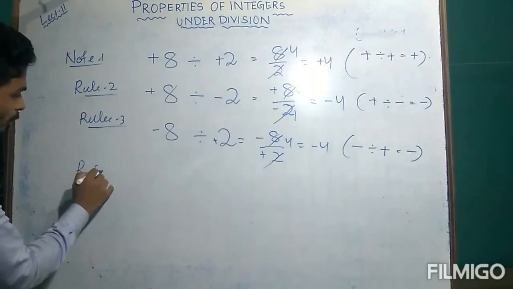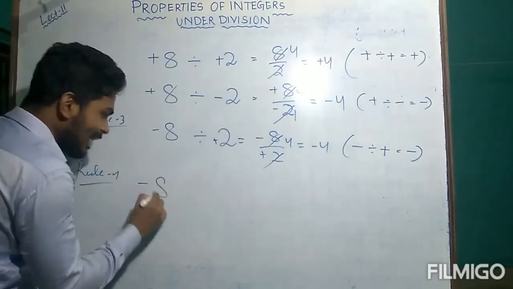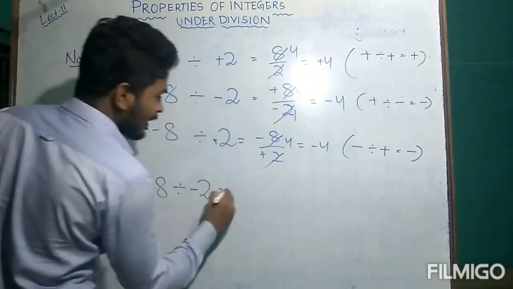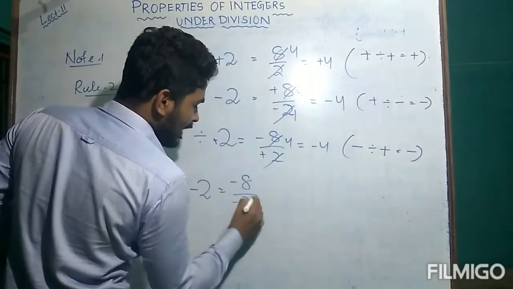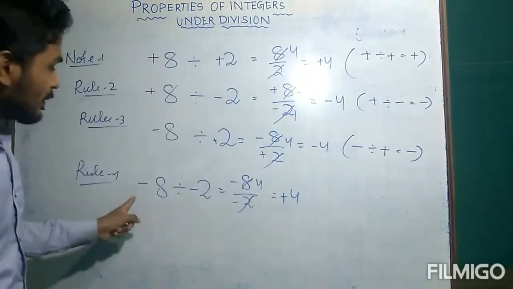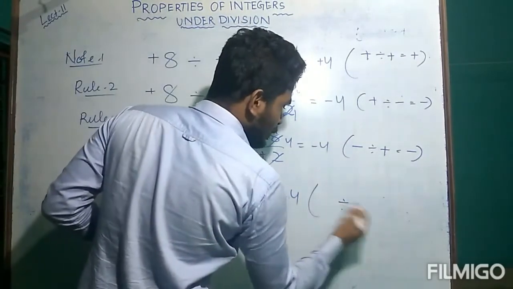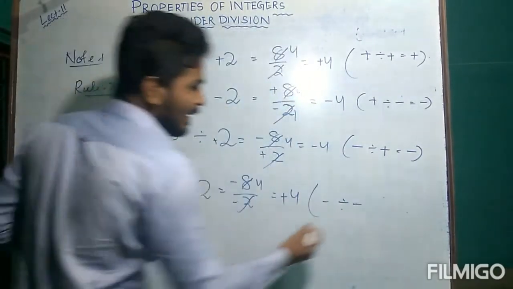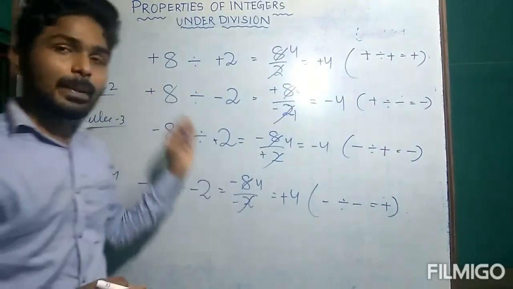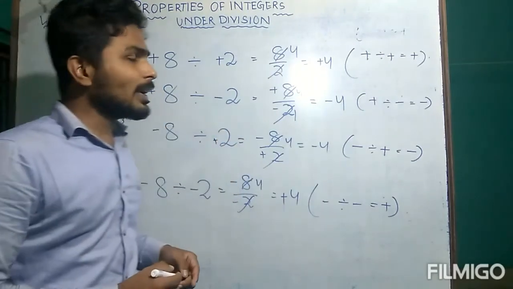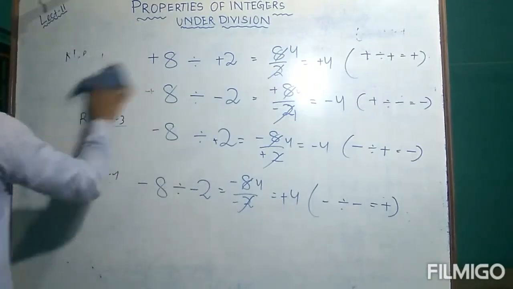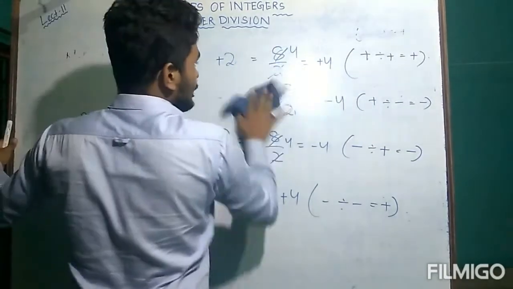Rule number 4: when a negative integer is divided by another negative integer, the sign of the result is minus minus plus. Whenever two negative numbers are divided, the result will always be positive. So these are the basic rules for calculating the division of integers. Next, let us understand some other properties.